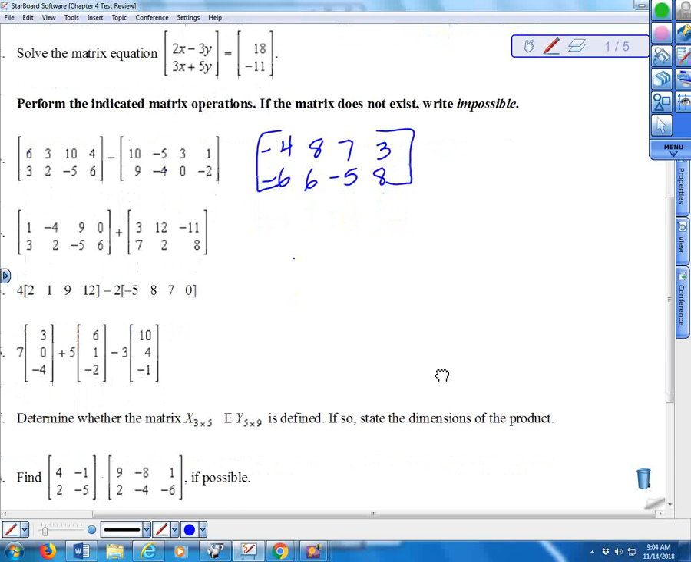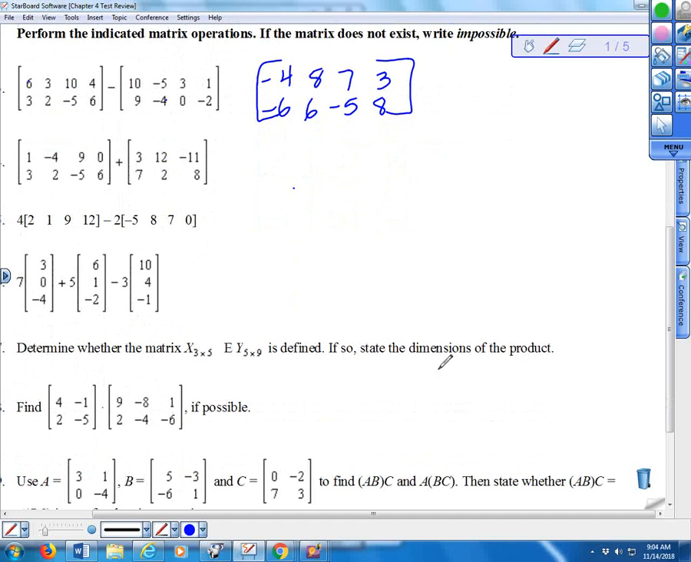Next one is an addition. And again, I need to check. Not possible. So that one's a 2 by 4. This was a 2 by 3. Or I have to write impossible, I guess, if it doesn't exist.